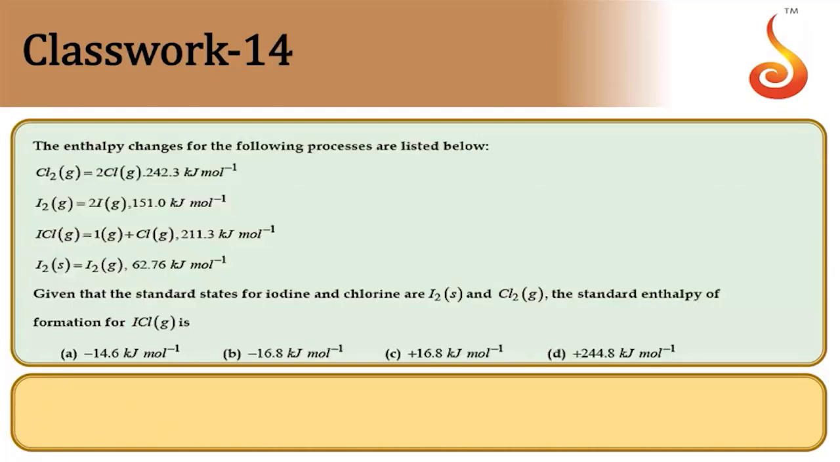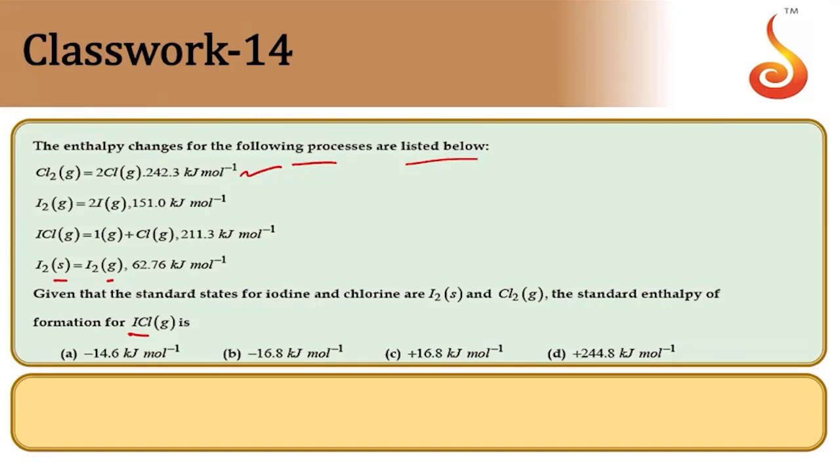Then the 14th one: the enthalpy changes for the following processes are listed below. Cl2 to 2Cl, which is the bond enthalpy of chlorine. Then the bond enthalpy of iodine is given, and the bond enthalpy of ICl is given. I2 solid to I2 gas is the sublimation enthalpy of iodine. Given that the standard states are I2 solid and chlorine gas, the enthalpy of formation of ICl is being asked.